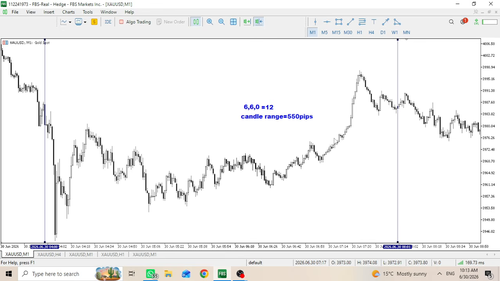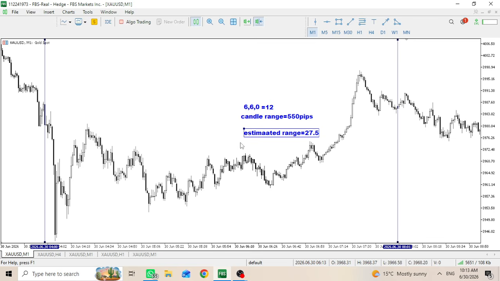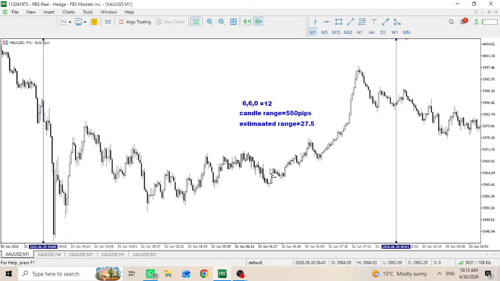To get the estimated range, there's something called estimated range, which is equal to 27.5, and I do this. That is the estimated range.